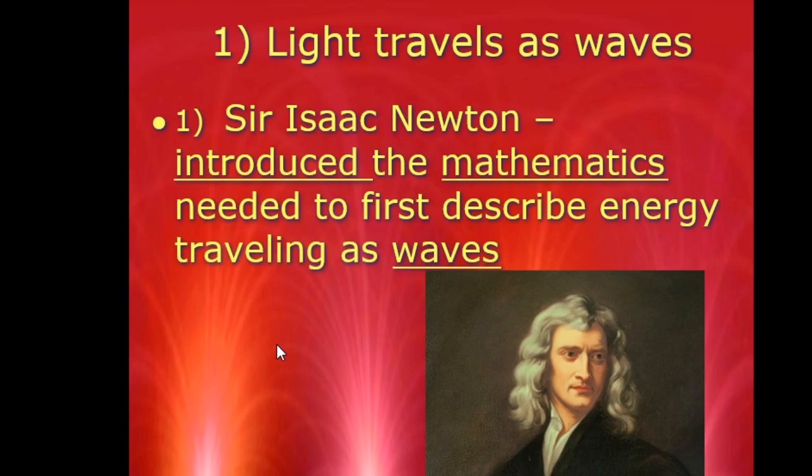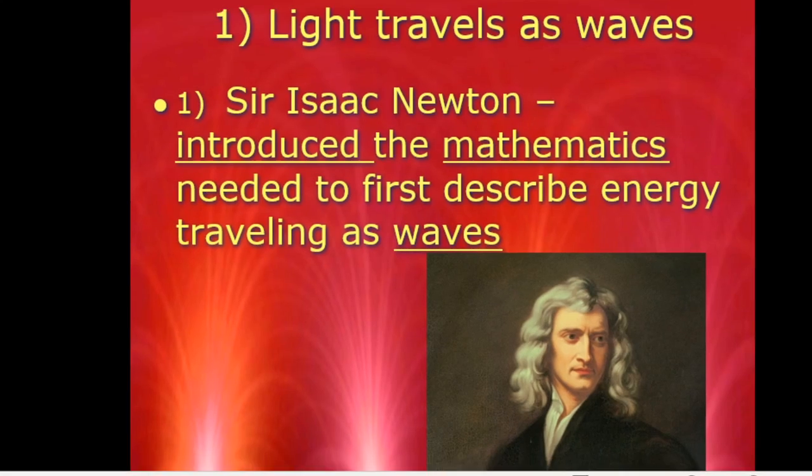All right, so our first camp of thought was that light travels as waves, and it started with Sir Isaac Newton, who introduced the mathematics needed to first describe energy traveling as waves. We are not going to ask you about who thought of it or anything about Newton, but this is just to give you some history and background. His first thought is that light, as you see it, travels as a wave, and he used some equations in math to explain it. You're not going to need to know those equations, but they describe how waves move.